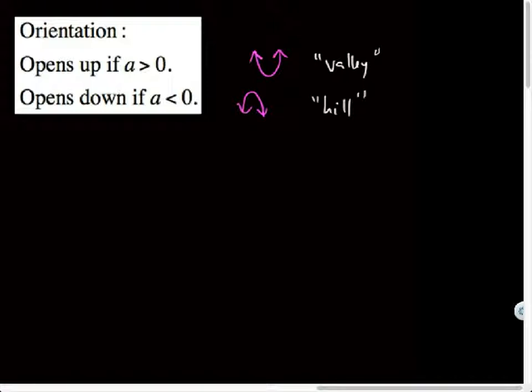If it's something like y equals 2x squared, it opens up. It opens down if I have something like y equals negative 3 halves x squared plus x. The way I determine that is based off of the value of a. Whatever that number is, if it's positive, it opens up. If it's negative, it opens down.